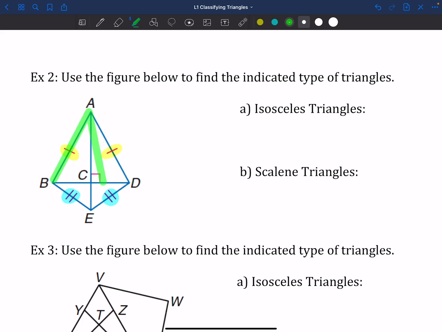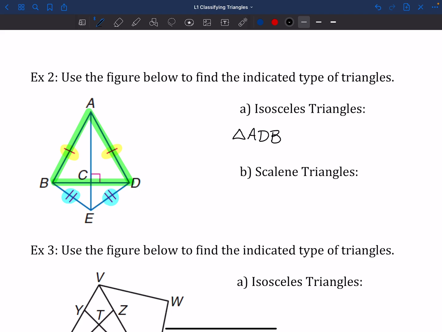Right? So those two sides plus whatever side is in between, that is going to be an isosceles triangle. When we're naming a triangle, we need to name it by the three vertices. I'm also going to put this triangle symbol out in front of it. So when I'm naming that one that's in green right there, I'm just going to call it triangle ADB.